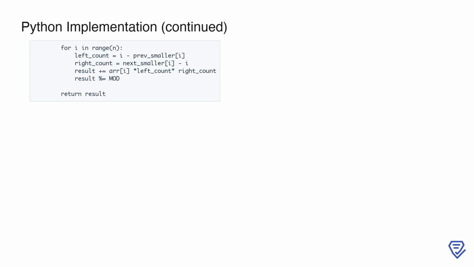The contribution of the current element to the final result is then the product of the element's value, left_count, and right_count. This ensures we capture its role as the minimum in all its valid subarrays. We add this contribution to the result and take modulo mod to handle large numbers. Finally, after iterating through all elements, we return the computed result.